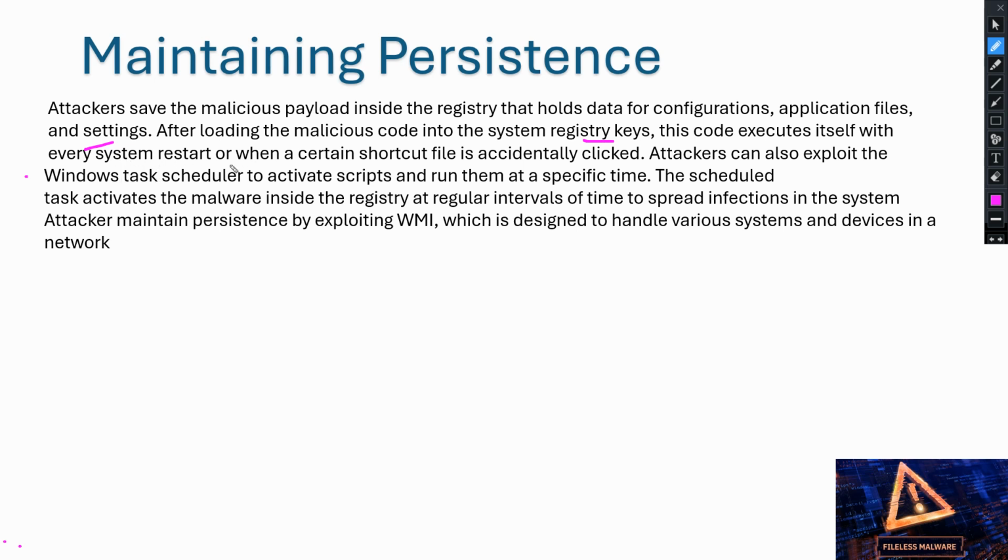with every system restart. And when a certain shortcut file is accidentally clicked, the attacker can also exploit the Windows task scheduler to activate scripts and run them at a specific time. The scheduled task activates the malware inside the registry at regular intervals to spread infection in the system. Attackers maintain persistence by exploiting WMI, which is designed to handle various systems and devices in a network.